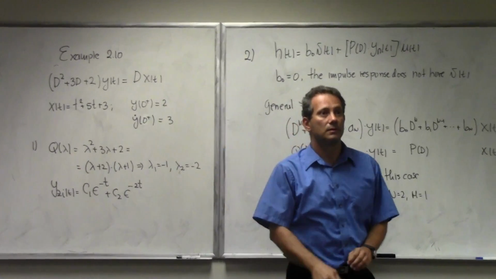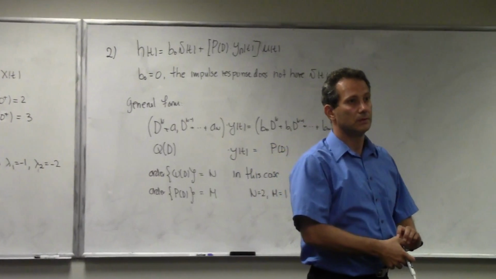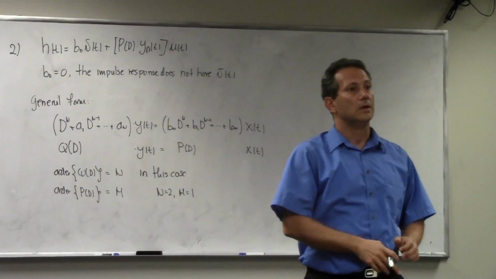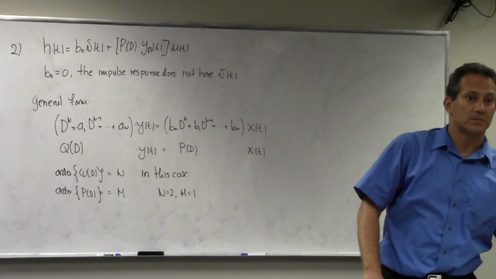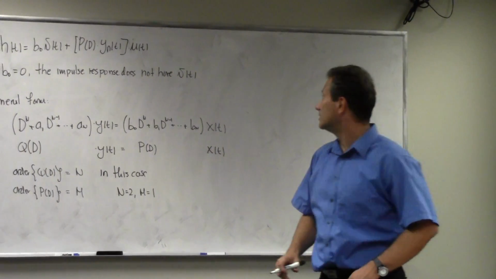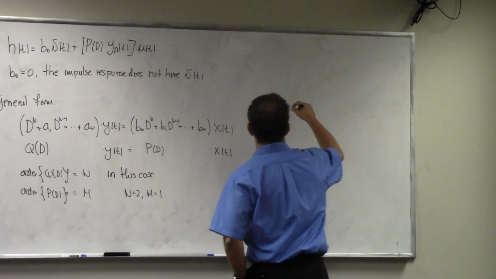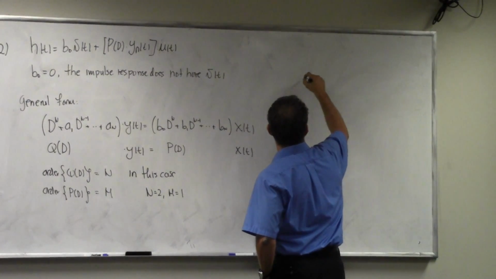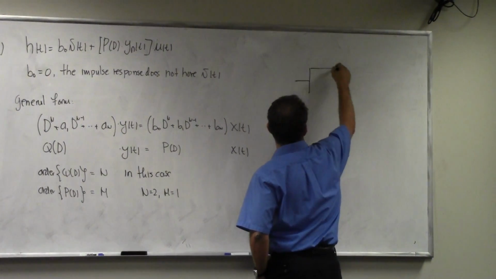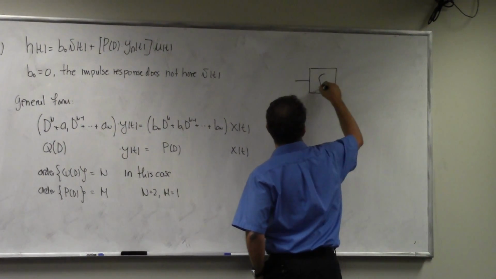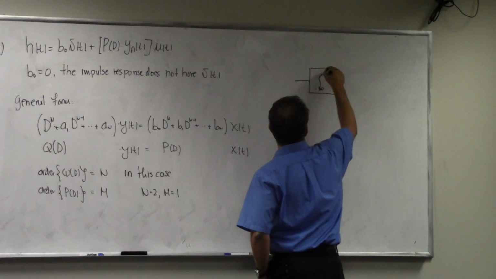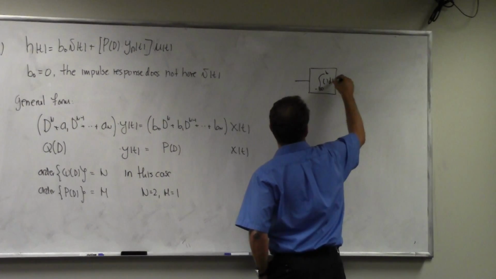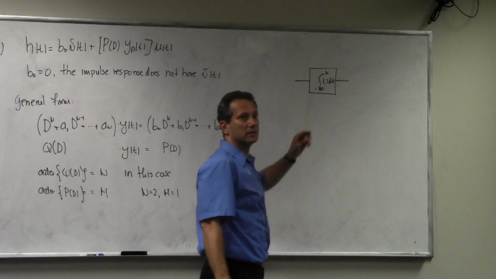But how can we make sense of this if we say that the impulse response does not have an impulse? Okay. Let me give you an example so you can see right away what we're talking about. Let's say you have a circuit or just a block diagram that does this, integral from minus infinity to t, dt. So what is this? This is an integrator, right?